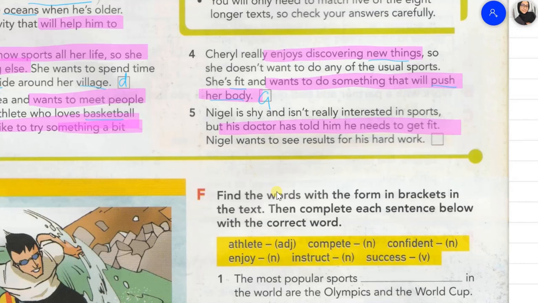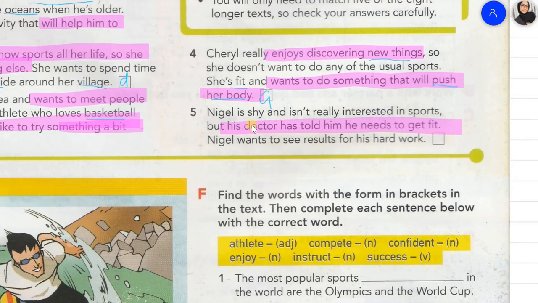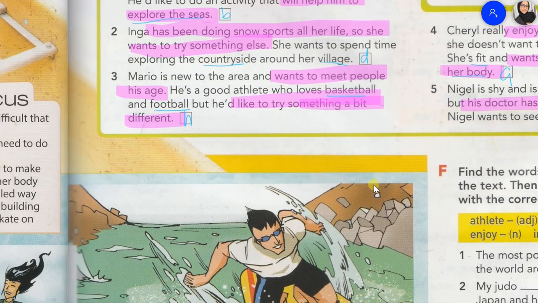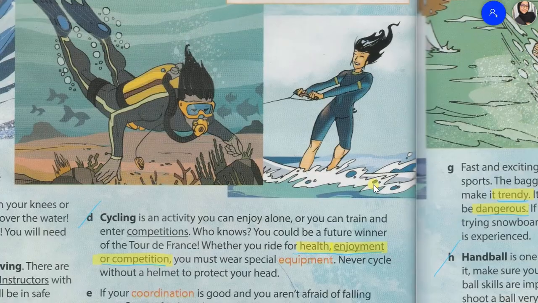Robot number 5. Nigel is shy and isn't really interested in sports. Okay, but his doctor has told him he needs to get fit. Nigel wants to see results for his hard work. So basically Nigel needs to get fit, but he's not really interested in sport. So which sport is the best for Nigel?